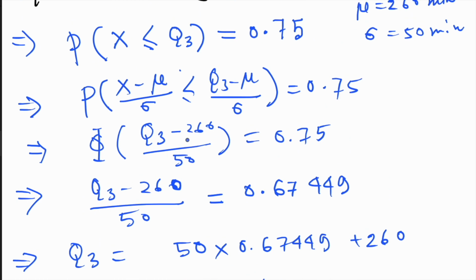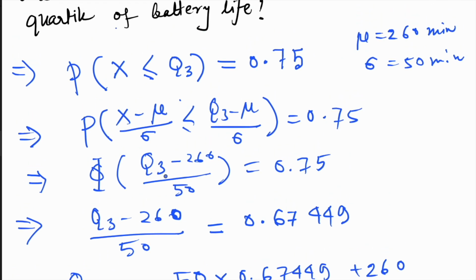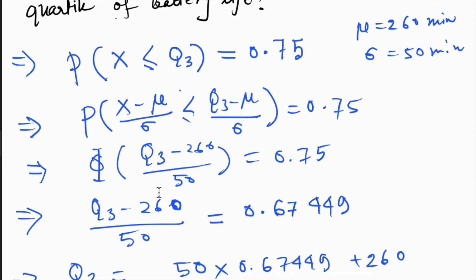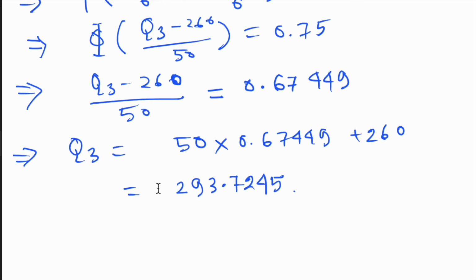So it basically means up to 75% of batteries, that means 75% of batteries have the life of 293.7245 minutes. So that's it. Now let's move toward the next question, that is question number 6.